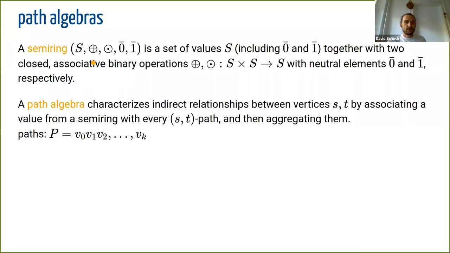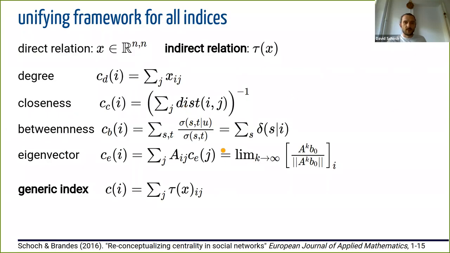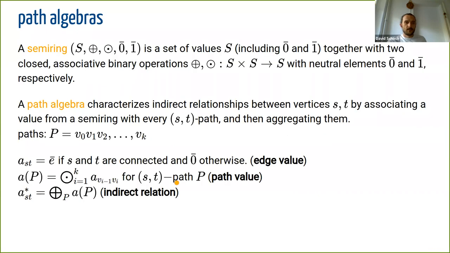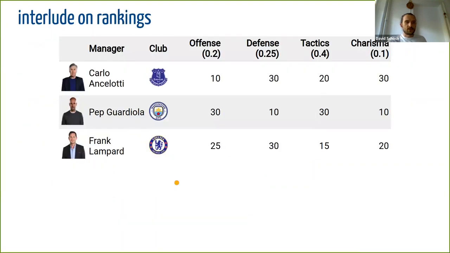And what we understand of a path algebra is then just a way of defining indirect relations. So all of these indirect relations that we derive here can be defined via something that is called a path algebra. And this is then just a way to aggregate them. So these details are not that important, but now we have a generic form of an index, and we have a generic form of deriving the indices.